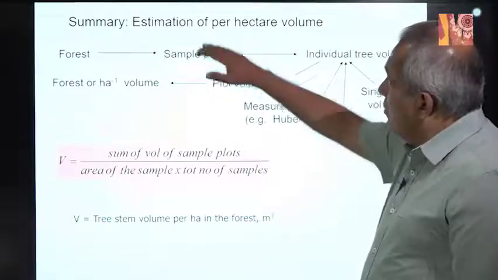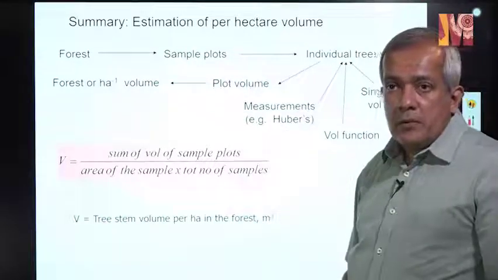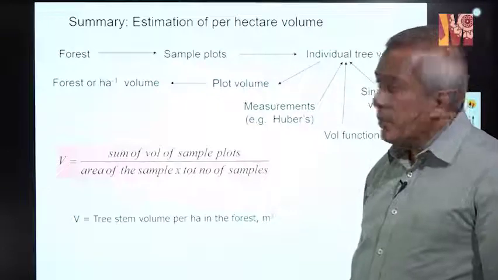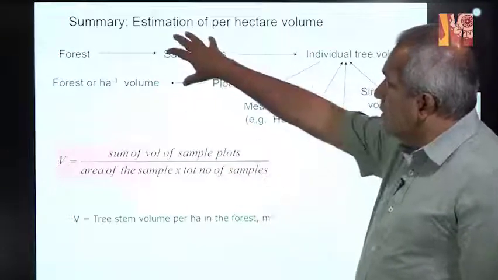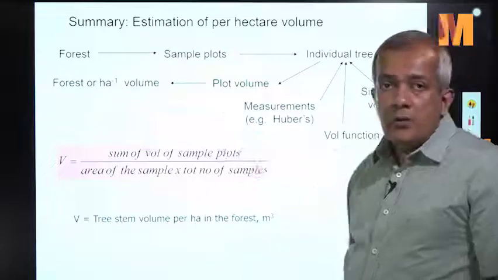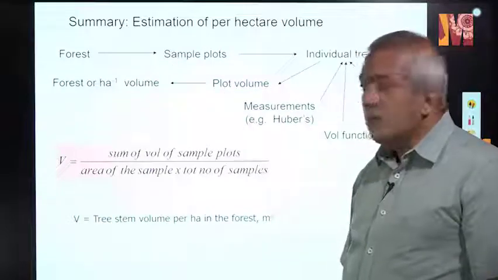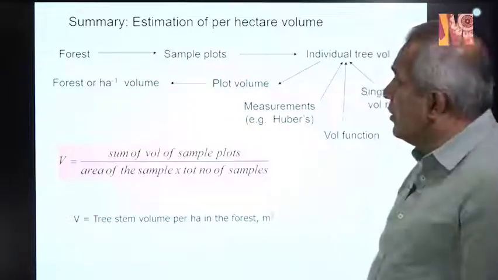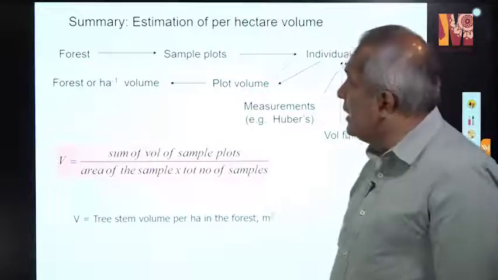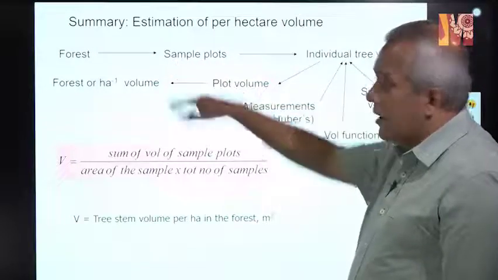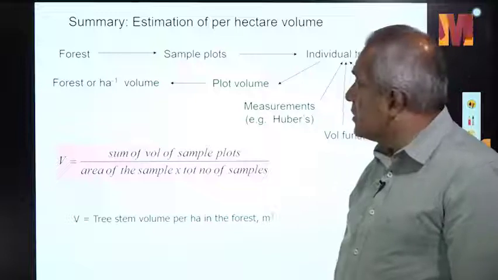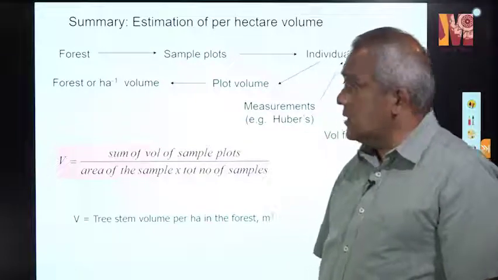Okay, now we discussed measuring or estimating the individual tree volumes. When it comes to the forest, we need the volume per hectare, what we call unit area volume, or per acre volume, or the volume of the trees in the entire forest. In that case, you have to have some sort of a sample plot, maybe demarcated by using random methods or systematic methods as we discussed earlier.